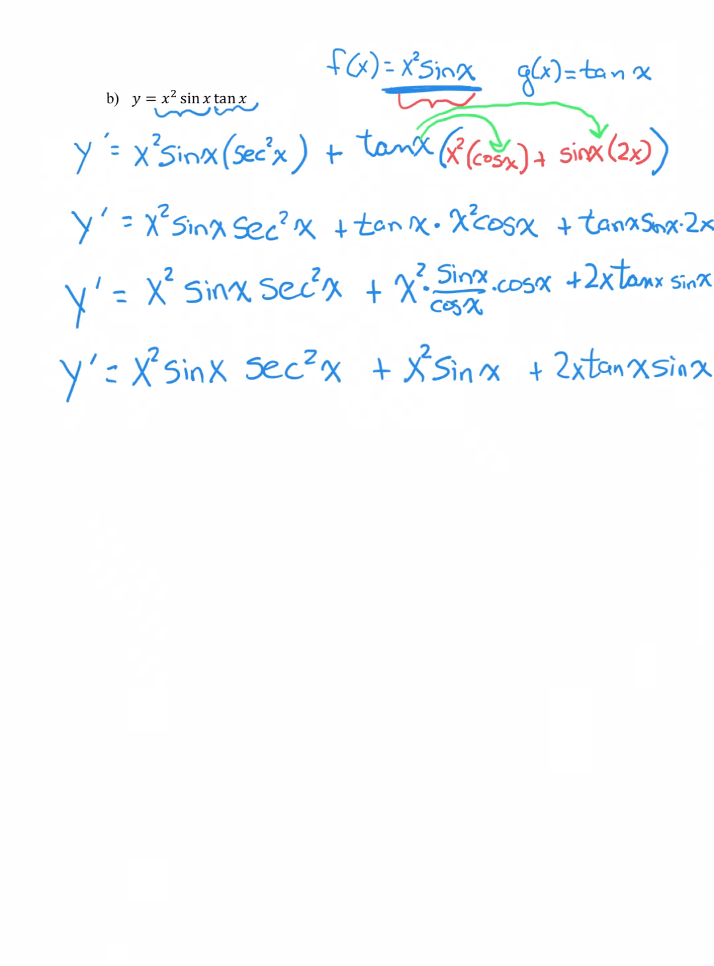And all I did in this step here was, if you take a look at this middle term here, my cosines are going to cancel, which is why I ended up with this as my middle term. Now, if you look carefully, each of these terms have a sine inside of it, so I'm just going to factor out a sin x. Or forgive me, rather, I'm factoring out an x and a sin x. And there is my answer.